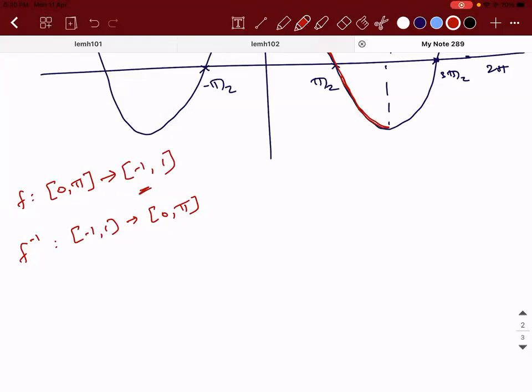Similarly, take some time. Do for tan, cosecant, cot. Try them. Okay. If you don't remember the graphs, you can take help from the textbook.